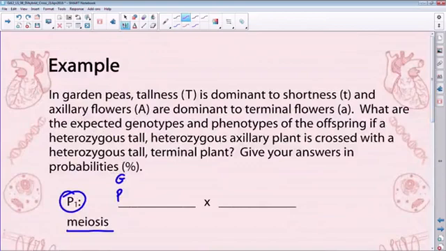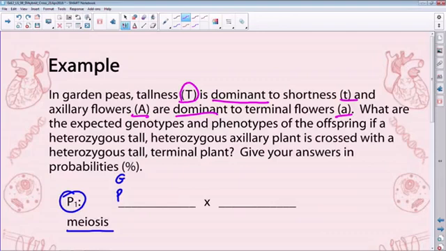In garden peas, tallness, which is a capital T, is dominant. Okay, so we all know which is dominant. Tallness is dominant over shortness. So tall will have a capital T, short will have a small t. Then you'll have an axillary flower, in other words, growing right on the top. That's an axillary flower, capital A, which means it's dominant. And the terminal flower, which means on the side, is small a, which means it's recessive.